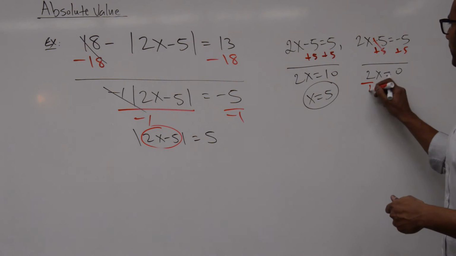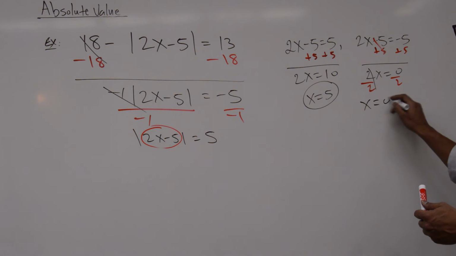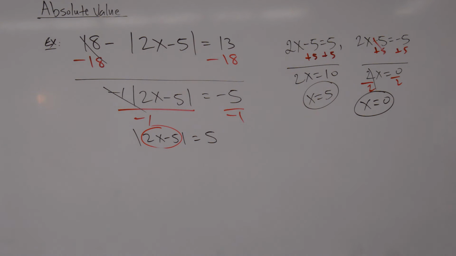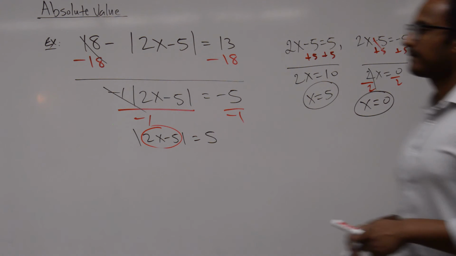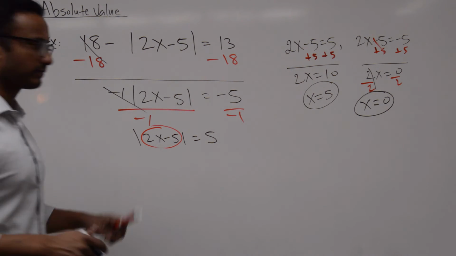Here we add 5 to each side, you get 2x equals 0. Now remember, if you divide by 2, 0 divided by anything, it doesn't matter what the number is, it's always going to be 0. So x will equal 0. Great, these are our two answers. We can't stop there, we have to check. Did we do it correctly?